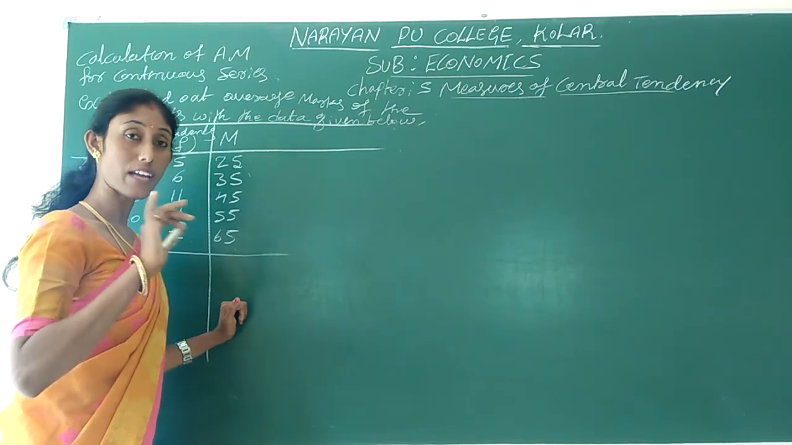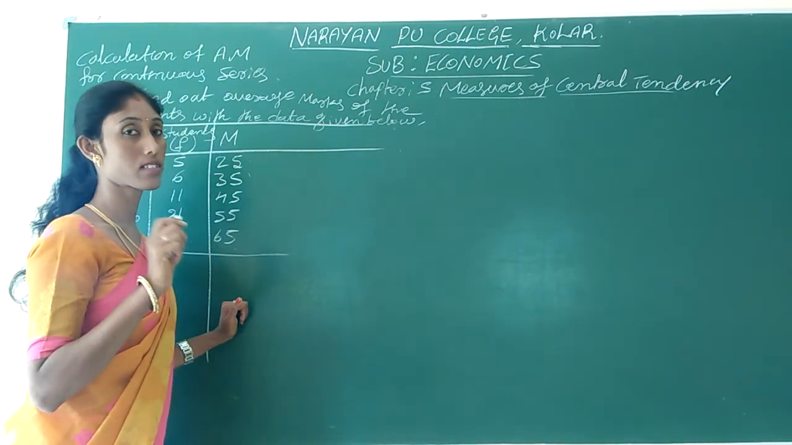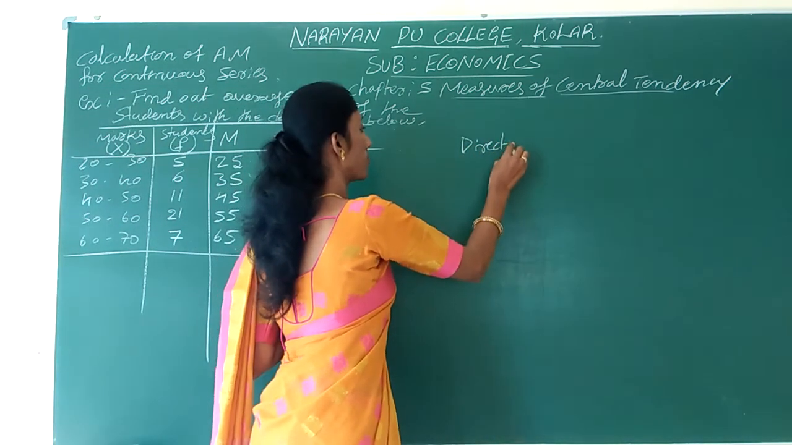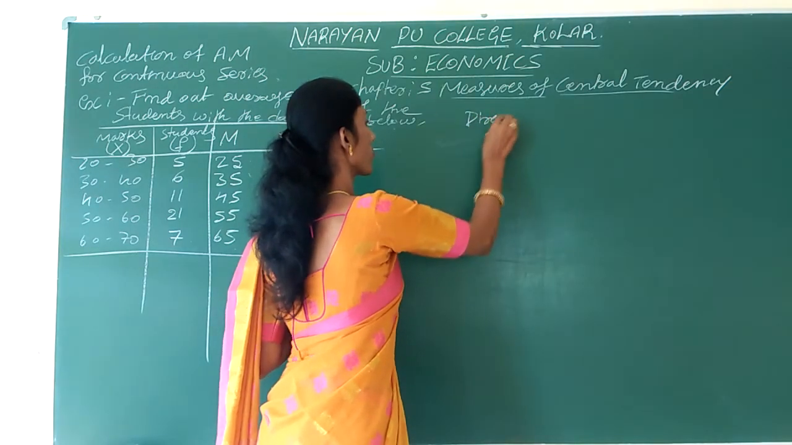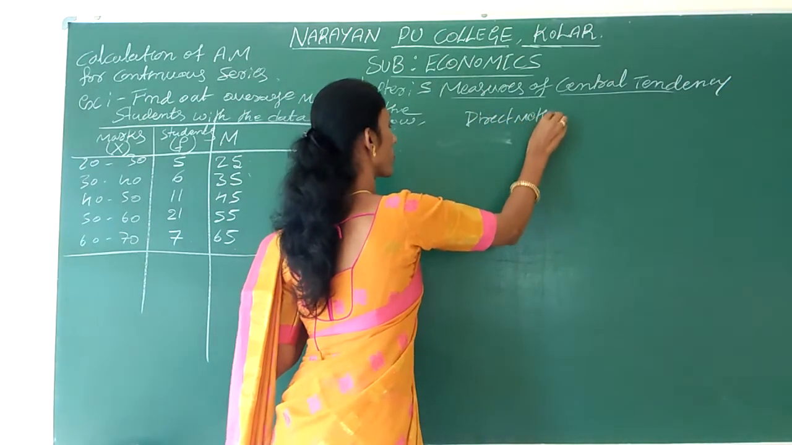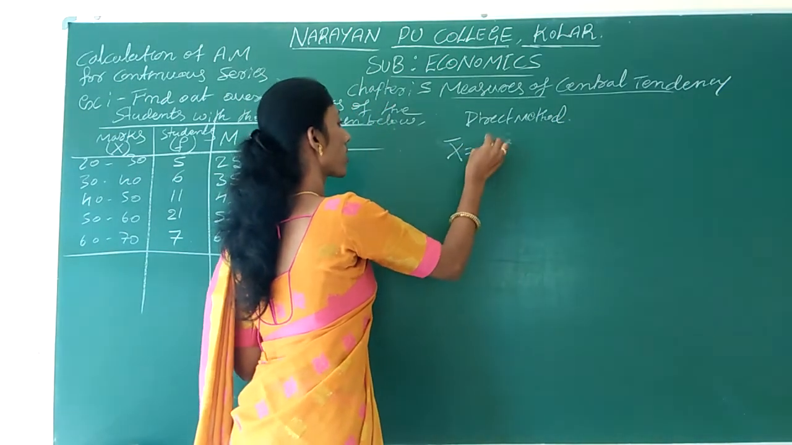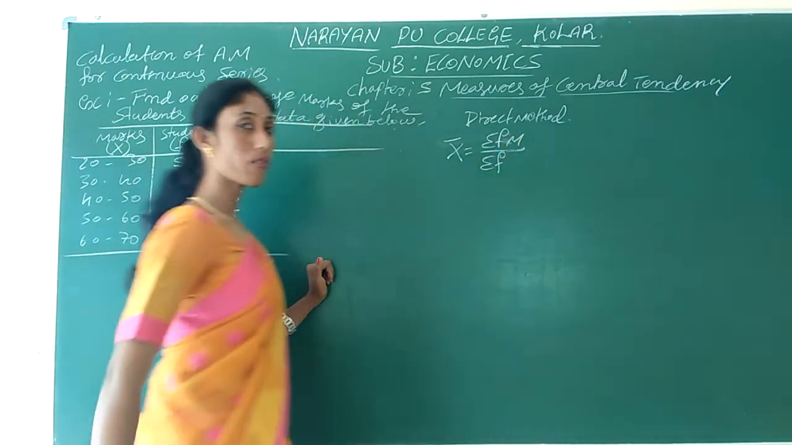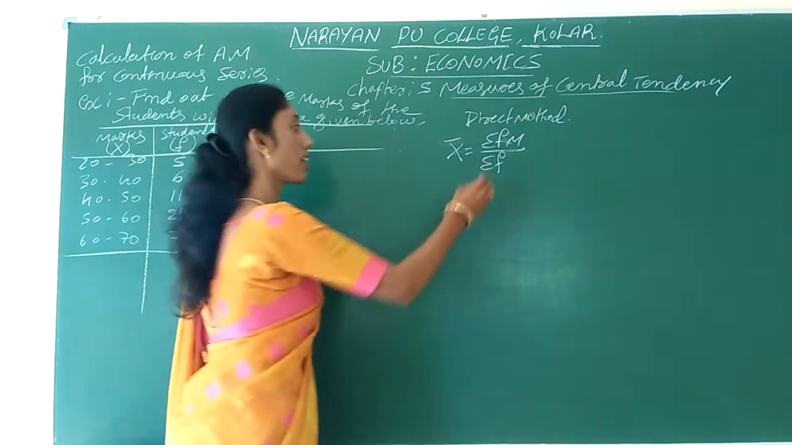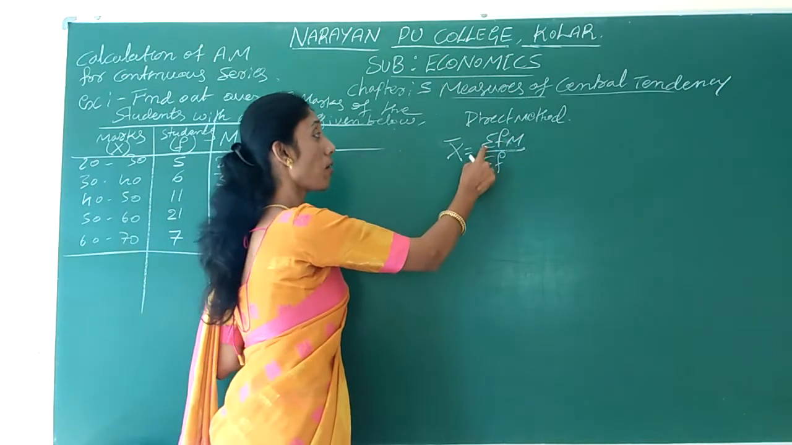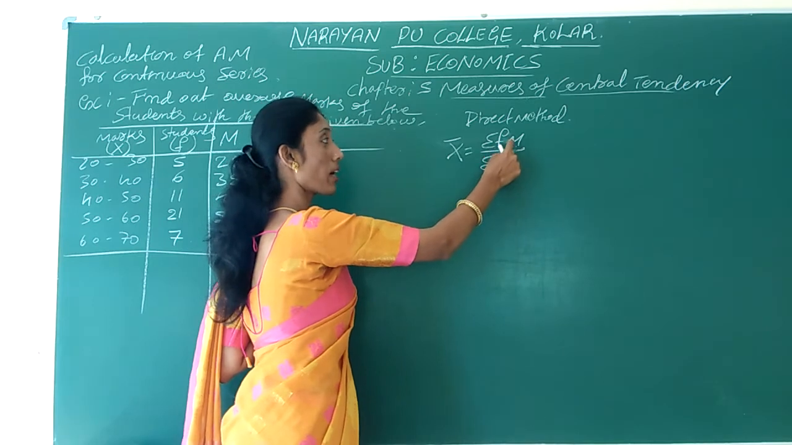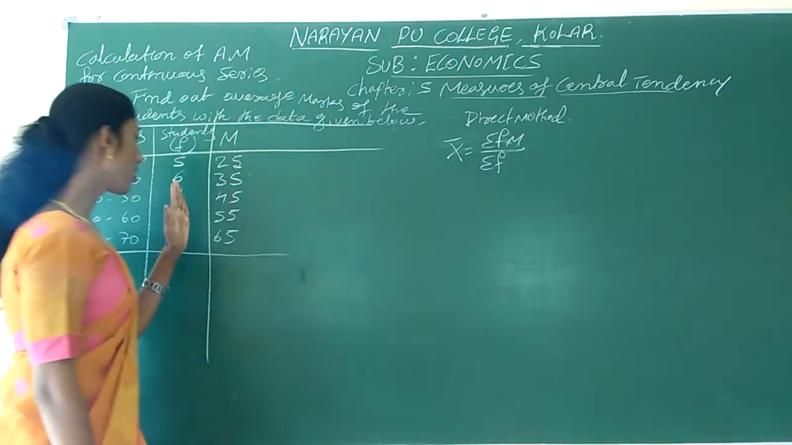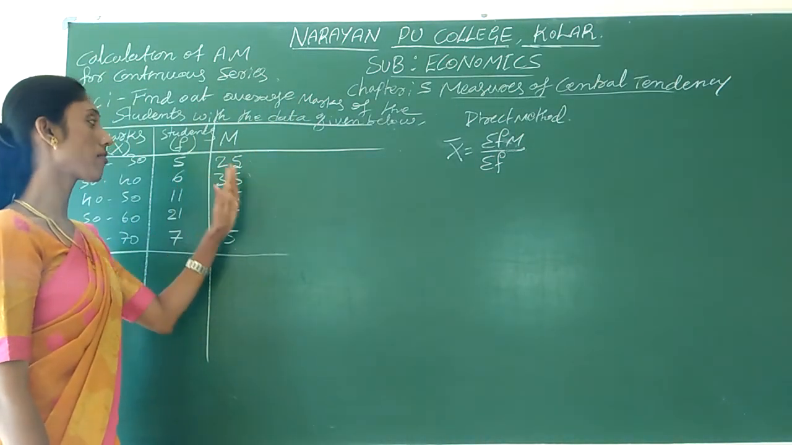Then, there are three methods to find the arithmetic mean. We all know them: direct method, assumed mean method, and step deviation method. In the direct method, the formula is x bar equals sigma fm divided by sigma f. Here sigma fm is the sum of frequencies multiplied with midpoints. All these frequencies we have to multiply with m.